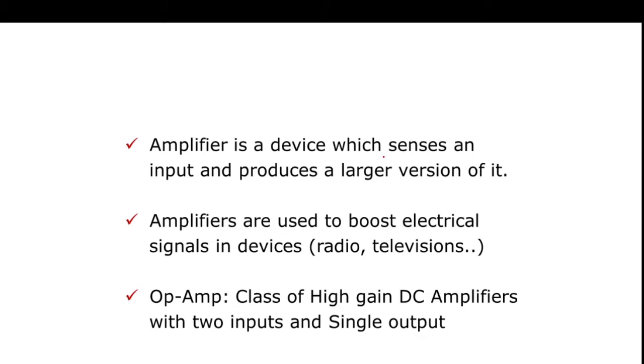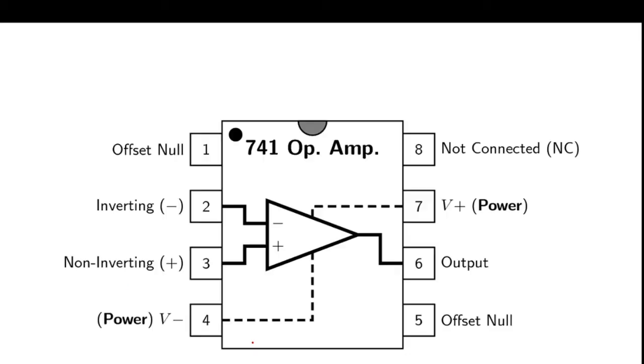An amplifier is a device which senses an input and produces a larger version of it. So everybody knows what an amplifier is: it enlarges signals. Amplifiers are used to boost an electrical signal in devices like radio and television. Boost means to enlarge. An op-amp is a class of high gain DC amplifiers with two inputs and a single output.